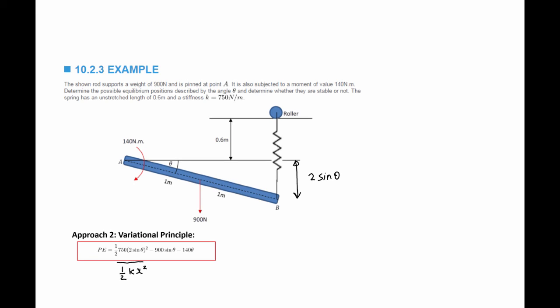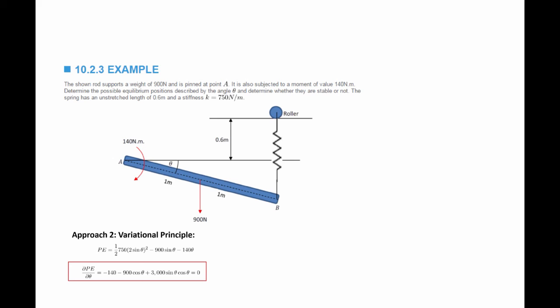The work done by the external forces, the first force is the 900. The work done by this force through this displacement is equal to 900 multiplied by the displacement, and this displacement is equal to 1 sine theta. And finally, we have a moment here, so the moment multiplied by the rotation gives me the work done, so 140 multiplied by theta.